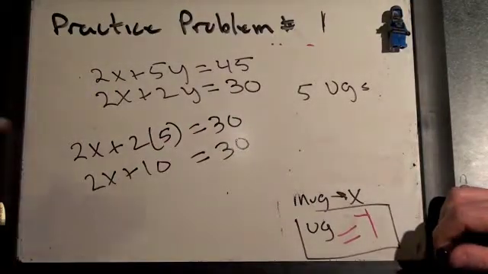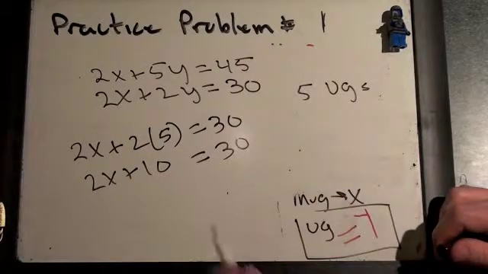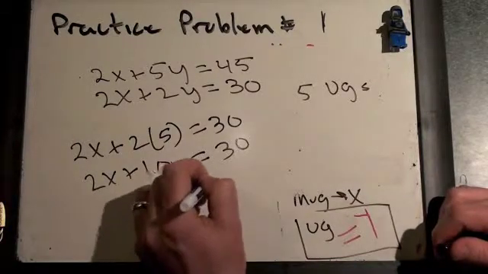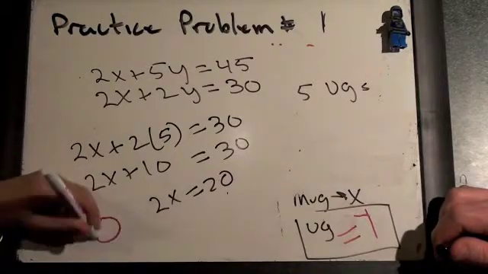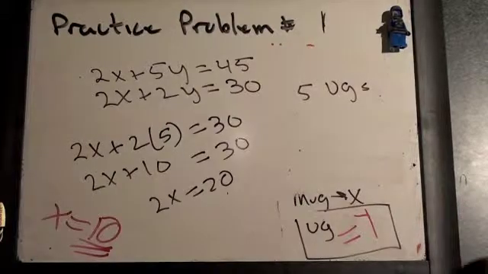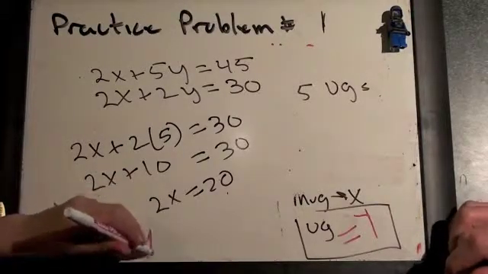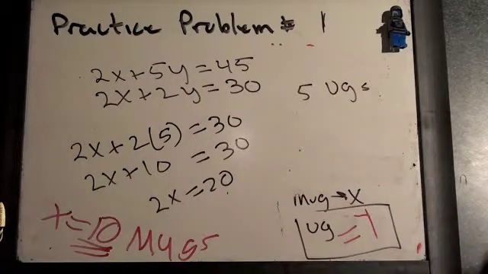So what does 2x equal? If 2x plus 10 equals 30, what does 2x equal? 20. 2x equals 20. That means x equals 10. And those were the mugs. So we have 10 mugs and 5 Uggs.